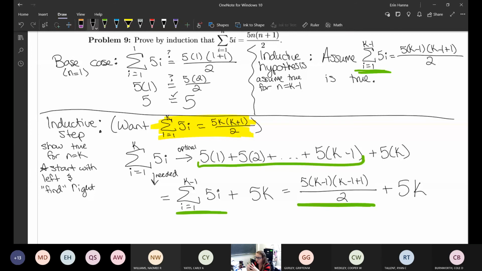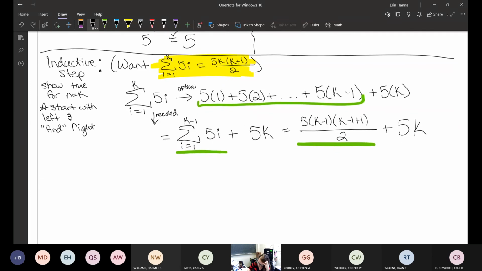So we want this to somehow form 5k times (k plus 1) divided by 2. So let's try to do our algebra game on this and see if we can get that. First thing I'm going to do is simplify this fraction a little bit. So I'm going to do 5k minus 5. I'm going to distribute that 5 through, and then let me simplify this back piece. The 1's essentially cancel each other out, and you just get k. Then I'll distribute that k through. So 5k squared minus 5k over 2.